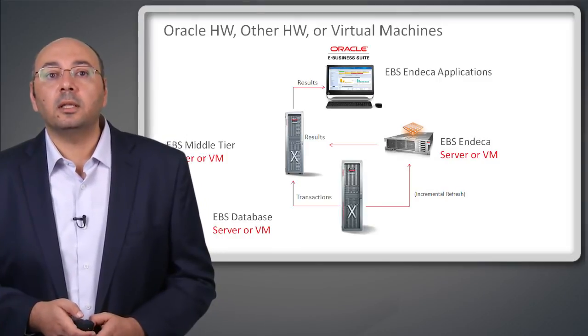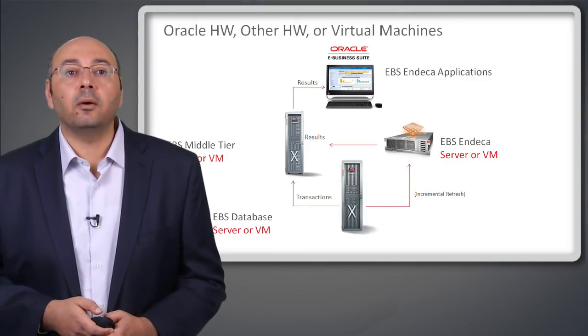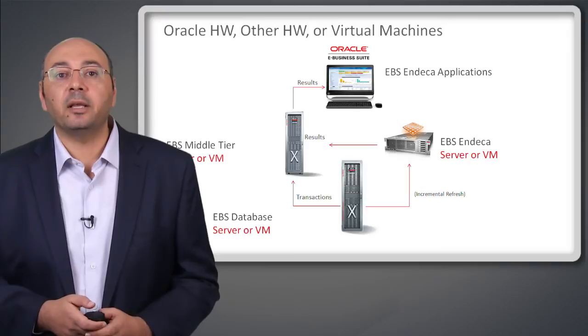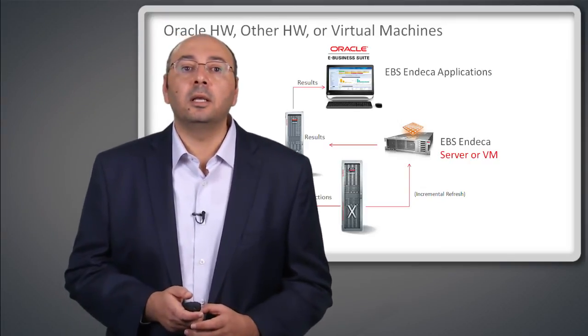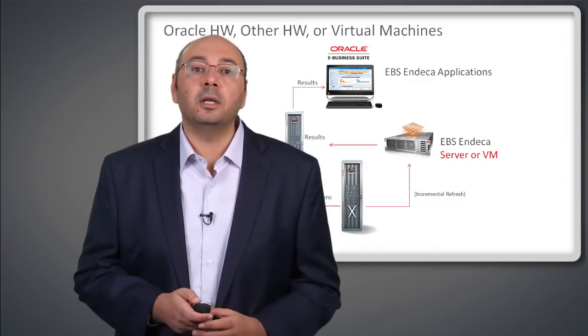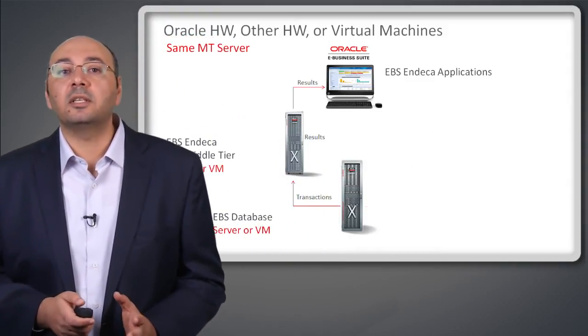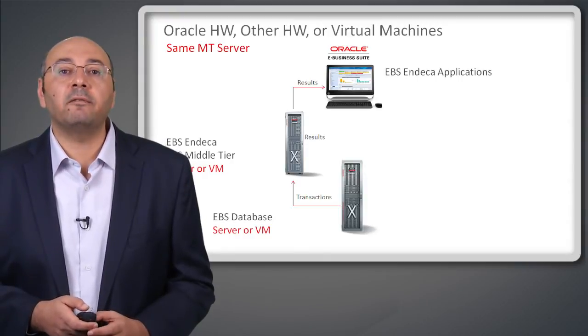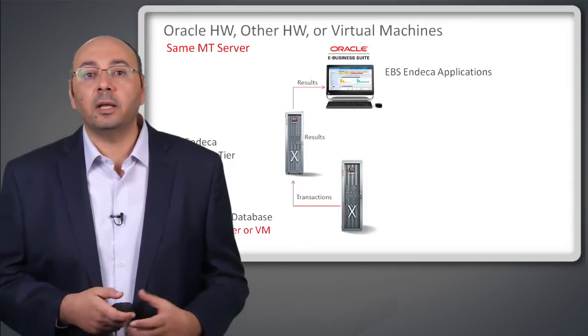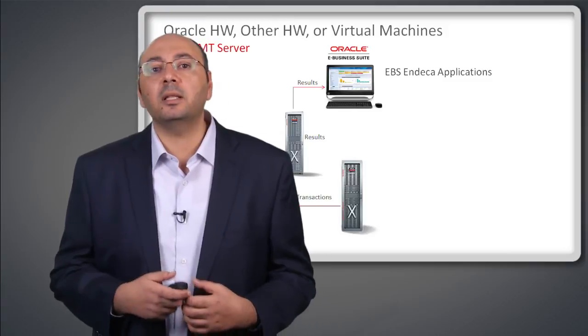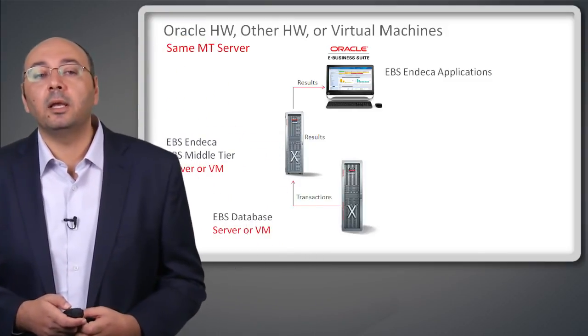So the good question is where to install the EBS Endeca tier. It's up to you, actually. You can have it as a separate server, or you can install it on the same EBS middle tier. If you have enough room from a CPU and memory perspective, then you can install it on the same EBS tier.